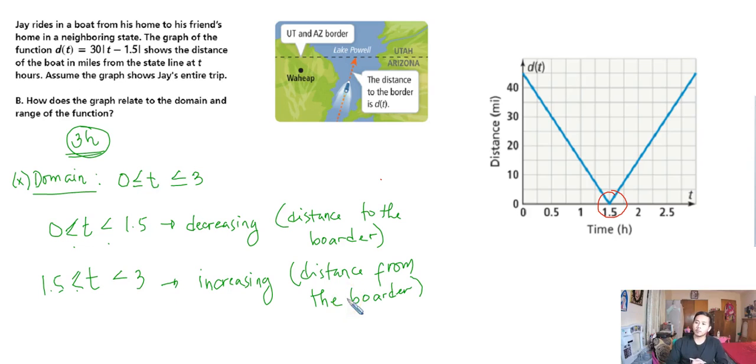So the maximum and minimum values on the graph are 45 and 0. The range of the function, because we already talked about the domain in the first one, must be the distance, or your d of t, must be greater than or equal to 0 but less than or equal to 45. So that is how you interpret the travel made by Jay.